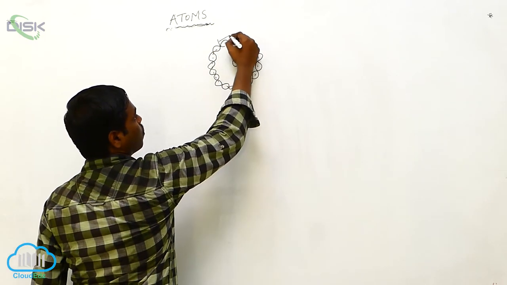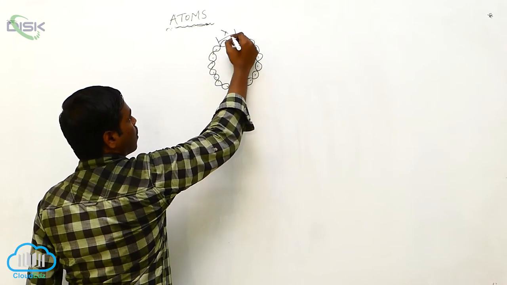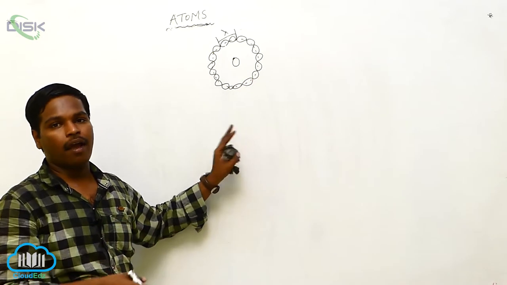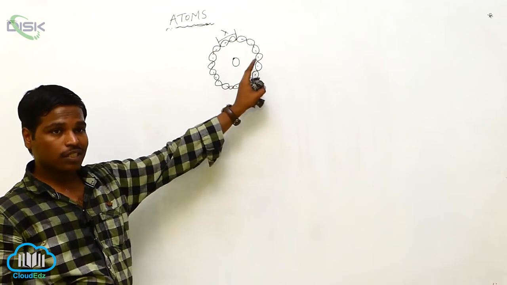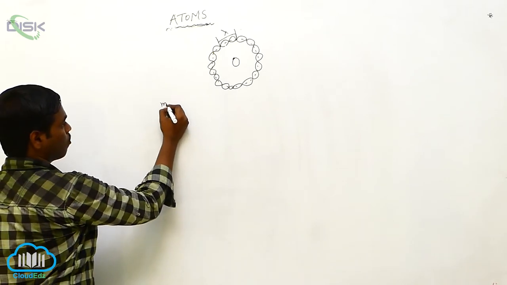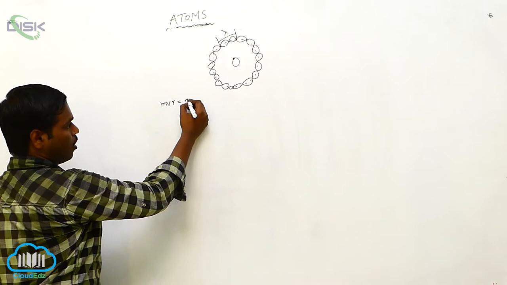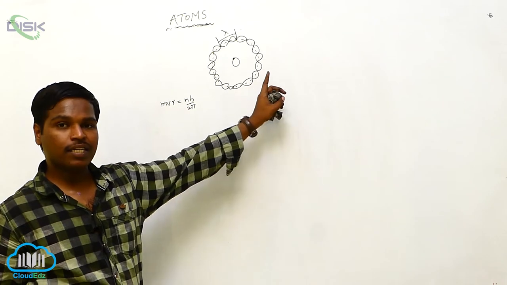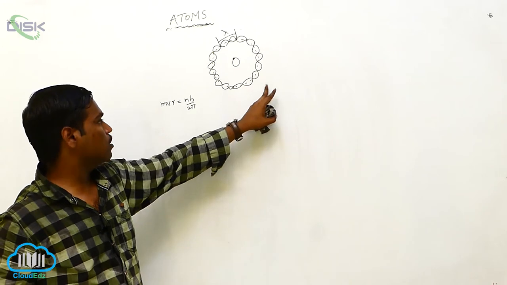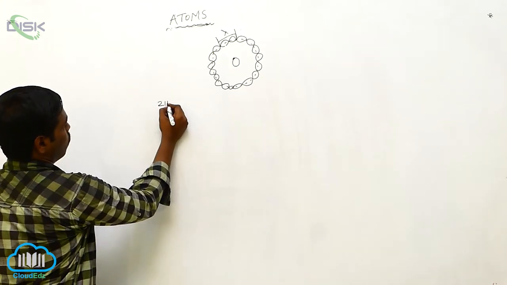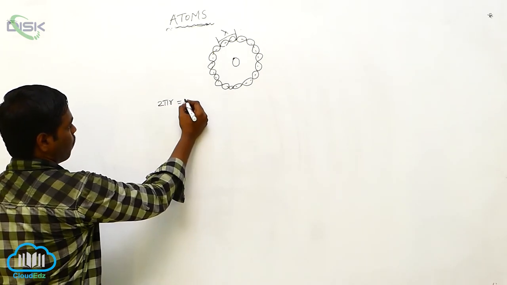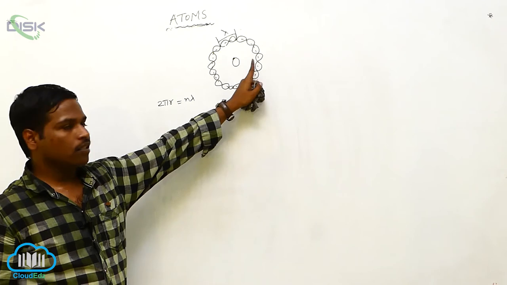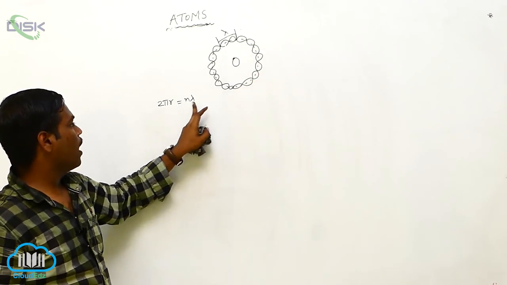From here to here is the wavelength, and after every wavelength the pattern repeats again. According to de Broglie, m v r is equal to n h by 2 pi. The total distance is 2 pi r. The total distance 2 pi r is equal to n lambda. Here the total wavelength is the circumference of this circular path. That is, 2 pi r is equal to n lambda.